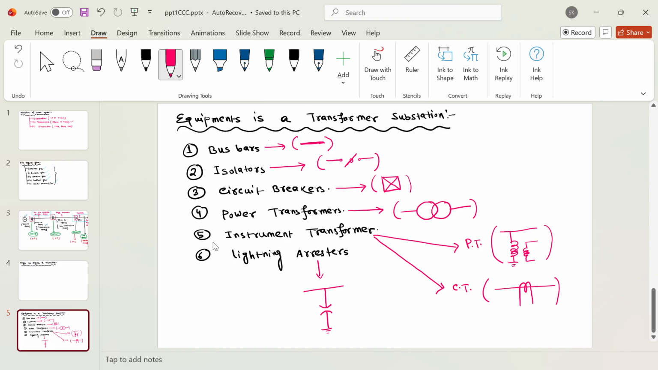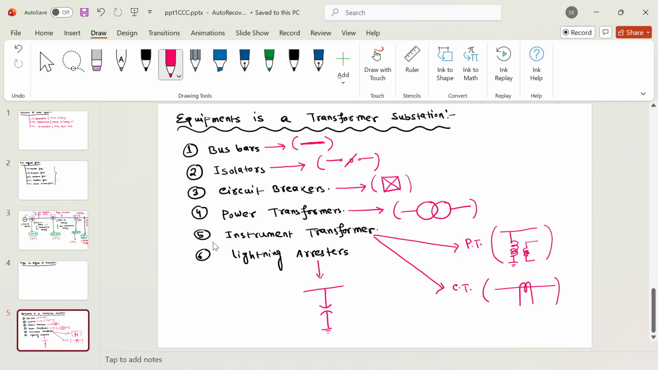The second is the isolator. The isolator is a kind of switchgear, and it operates at no load, and it is used along with a circuit breaker. We will see how it operates. The third one is the circuit breaker. It is also a switchgear, which is nothing but a mechanical switch that trips the lines if there is an abnormality in the system, and it gets a signal from the relay.